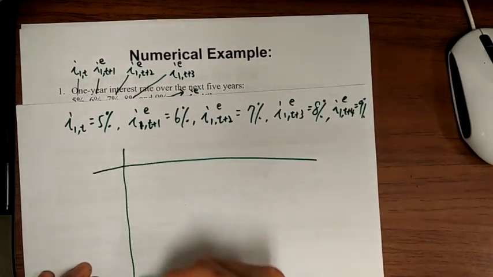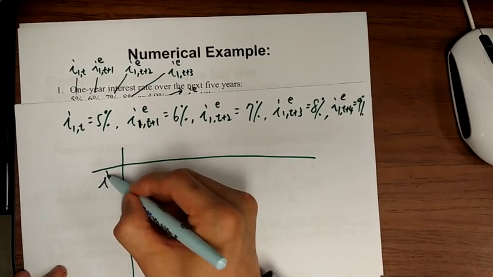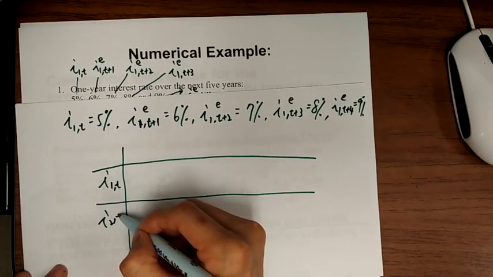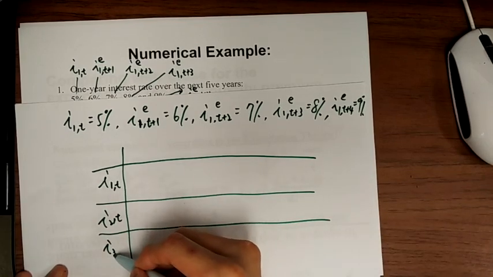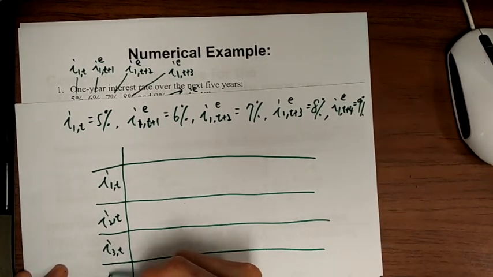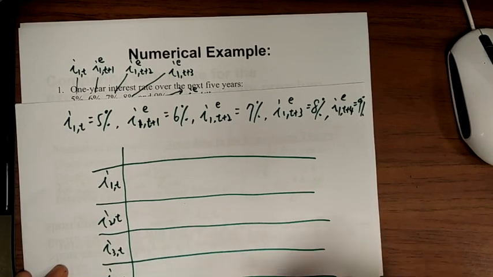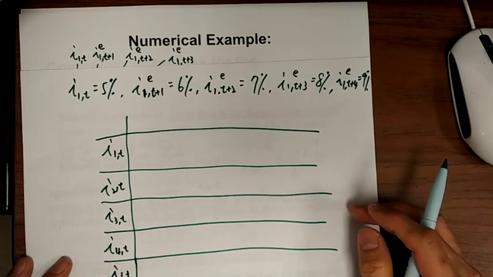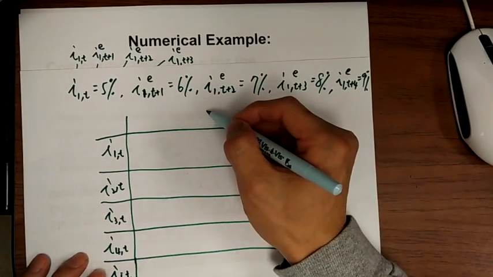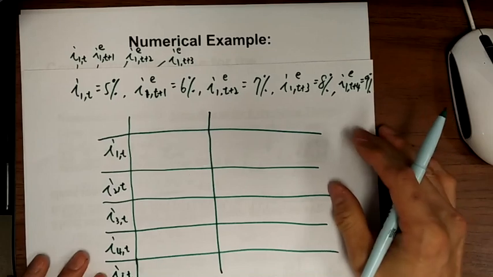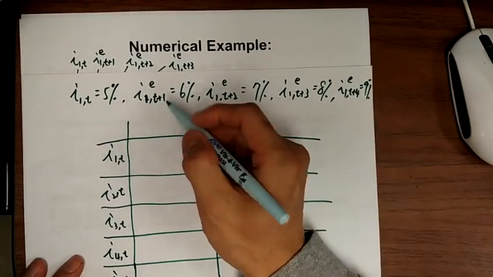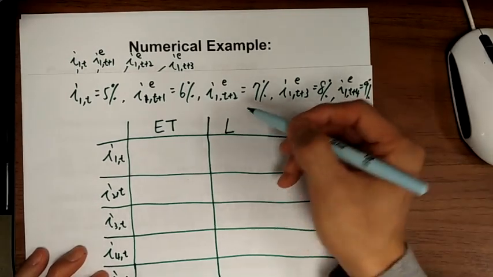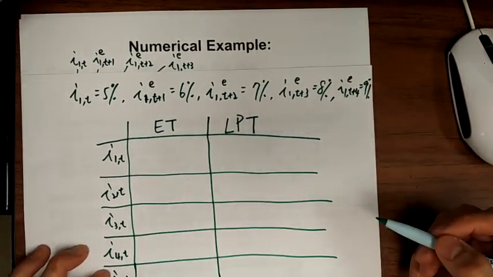Now, what we want to get is INT: I1t, I2t, I3t, I4t, and I5t. The answer according to two theories, expansion theory and liquidity premium theory.